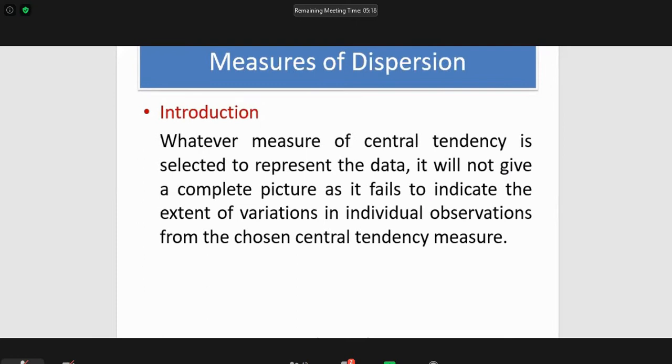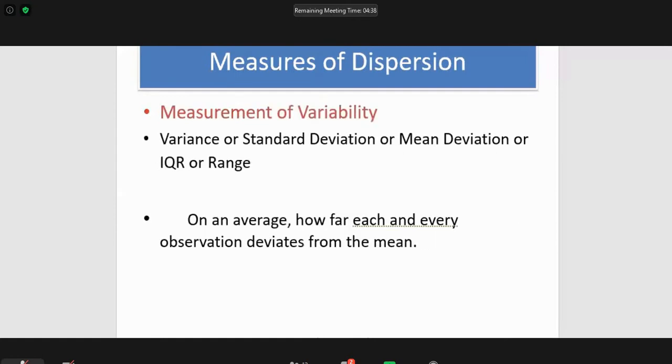Now, whichever measure of central tendency you are using, it won't give you the correct picture of the data. So in addition to studying the mean, median, or mode, we will try to study the variation in the data, what type of variation the data has. For that purpose, we use another measure which we call the measure of dispersion. The word dispersion itself is self-explanatory. We try to understand how much the data is dispersed, how much variation is there.